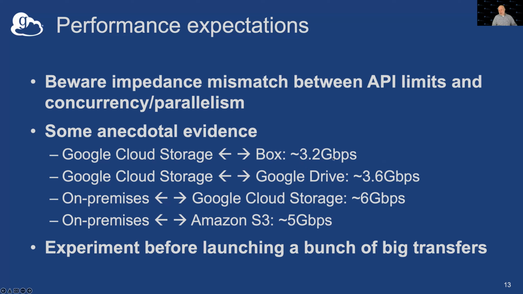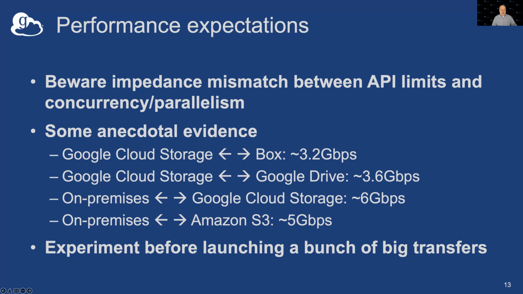With relatively little tuning and tweaking, using those instances that I mentioned earlier, these are the sorts of numbers that I was able to get. And again, this is without having any fancy network in place. I was just going directly with whatever publicly routable path existed between these endpoints. And once you've set this up, by all means, please do run some experiments before just launching a bunch of big transfers. And also prepare your data.